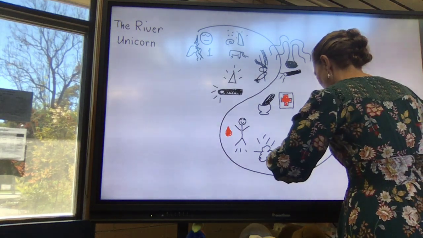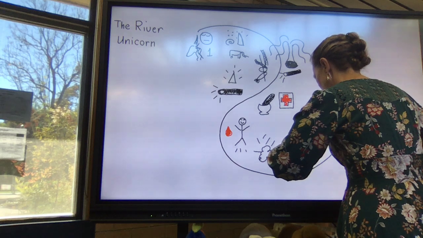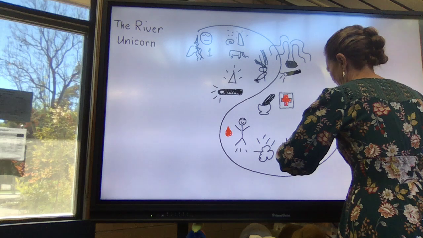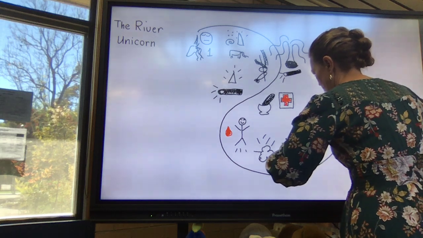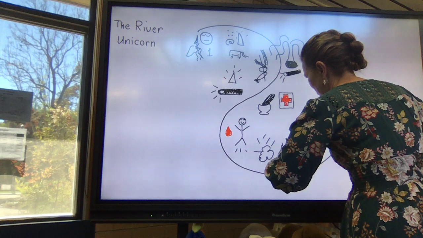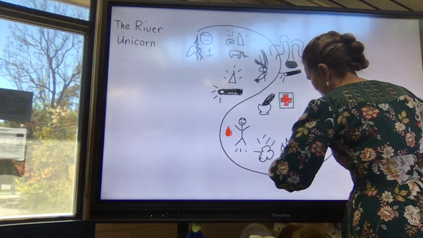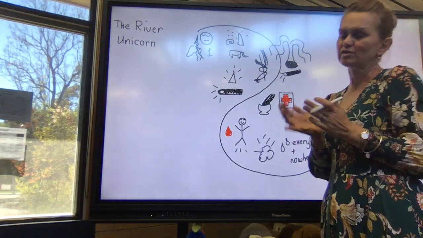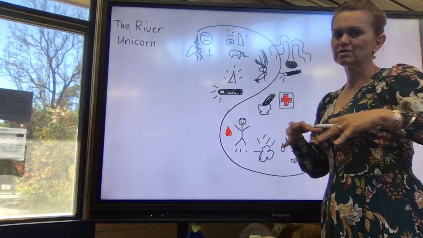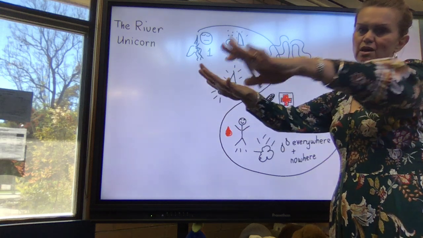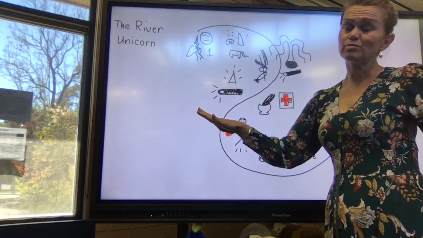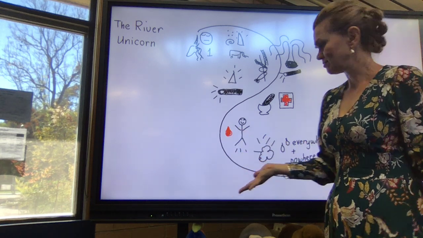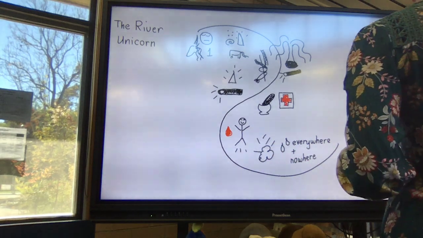And I'm actually going to write the words here, everywhere plus nowhere. Because that's quite amazing. You can't really be everywhere and nowhere. It's what we call a paradox, when two things that don't seem to work together do. It's like the unicorn is everywhere because we can feel it. We have a sense of it. But nowhere because we can't actually see it. So it's everywhere and nowhere at the same time.